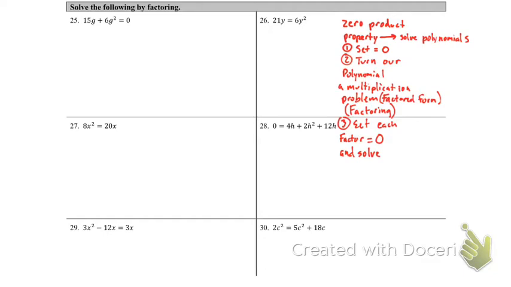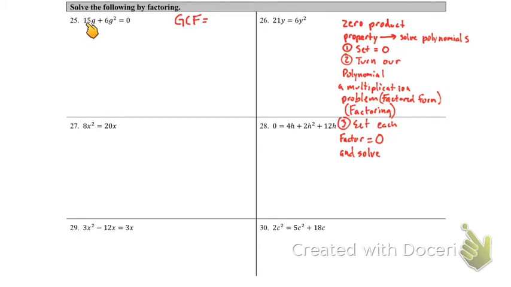All right, so we're going to do number 25. Same idea. Is it equal to 0? And the answer for number 25 is yes, it's equal to 0. We don't have to do anything there. Is it in factored form? And the answer is no, it's in standard form. So we're going to factor using GCF. So we have to find our GCF here.